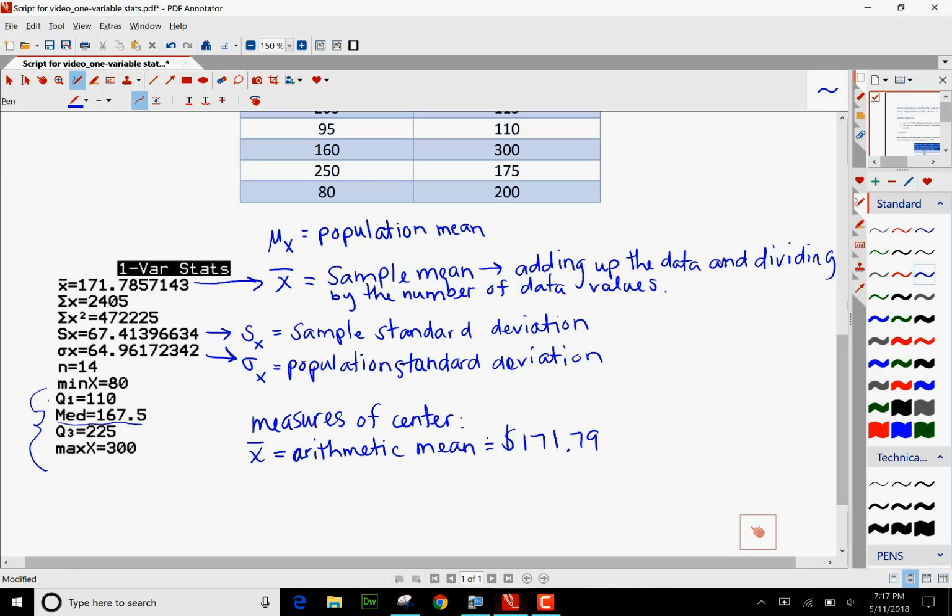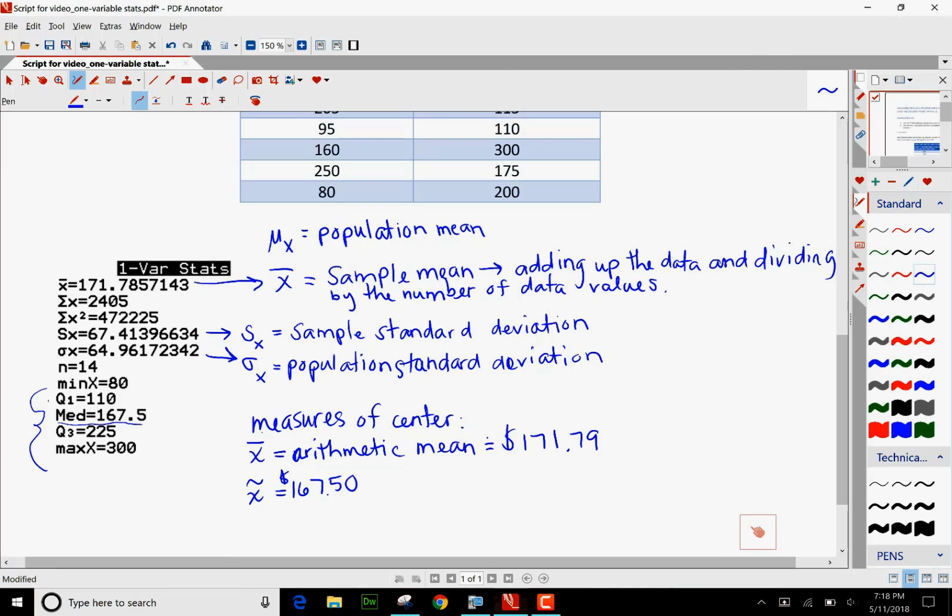We also have the median. Okay, now the median measures the center from an ordered list, and it literally takes you to the center of the data. Like if you're going down a row in a movie theater and you want to sit in that center seat, that's what the median does. So the median was, that's usually the notation for median, and that was equal to $167.50, which isn't that far away.